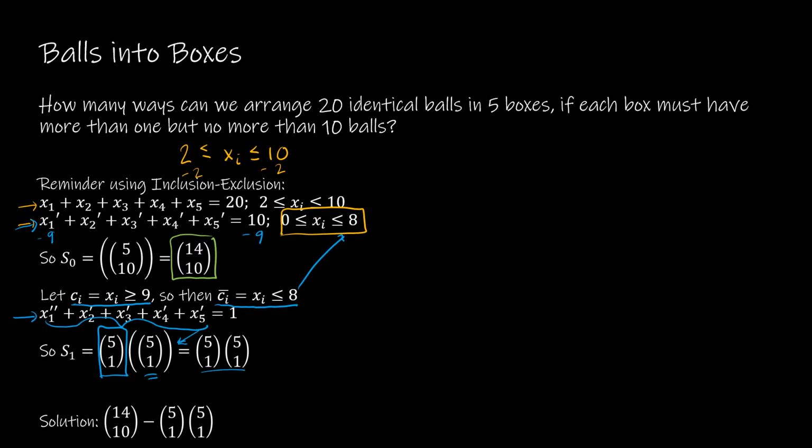So my final solution is 14 choose 10 minus 5 choose 1 times 5 choose 1, and then 5 choose 1 is 5, and 5 choose 1 is 5, so minus 25, or I could say 5 squared, whatever makes most sense to you. I would probably leave it just like this.